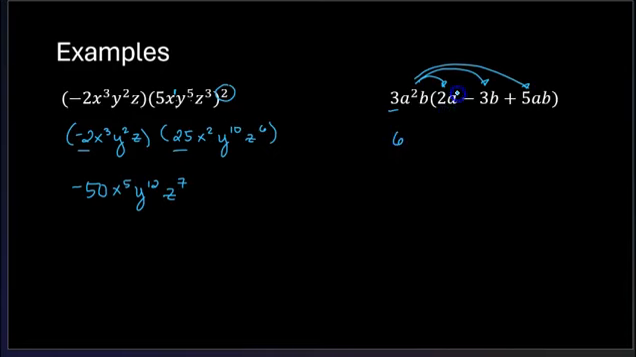6a, 1 copy, and 2, so a raised to 3b. Positive 3 times negative 3. So you have an additional copy for b, that's b squared. And then 15, additional 1 copy for a, and another copy for b. So that's how we do a monomial times a polynomial.